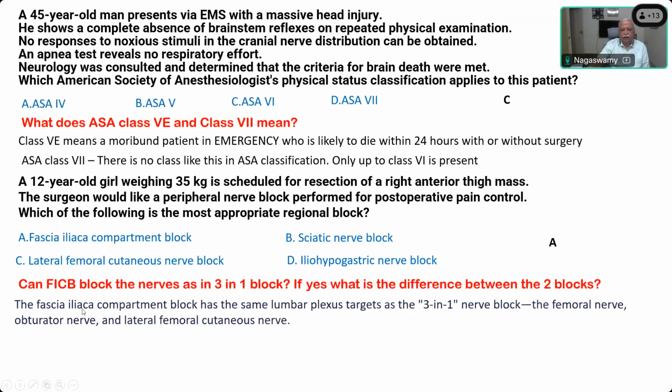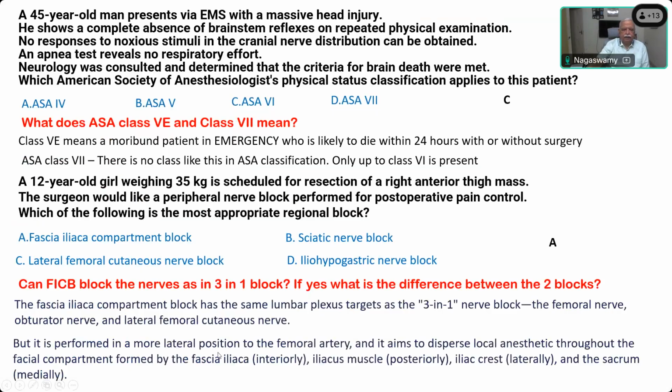The fascia iliaca compartment block has the same lumbar plexus targets as the 3-in-1 block: the femoral nerve, obturator nerve, and lateral femoral cutaneous nerve. But the difference is in the technique. It is performed in a more lateral position to the femoral artery, and it aims to disperse local anesthetic throughout the fascial compartment formed by the fascia iliaca anteriorly, iliacus muscle posteriorly, iliac crest laterally, and the sacrum medially. Okay? So that is how the whole thing acts.